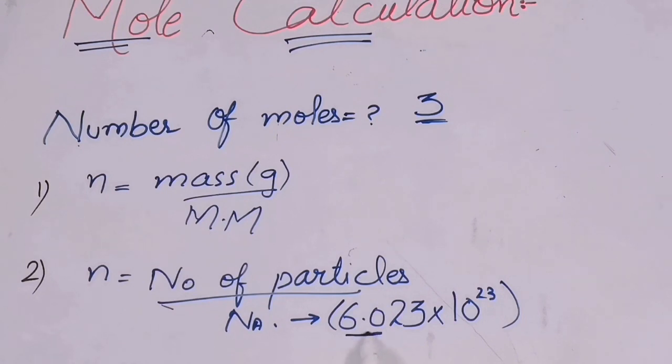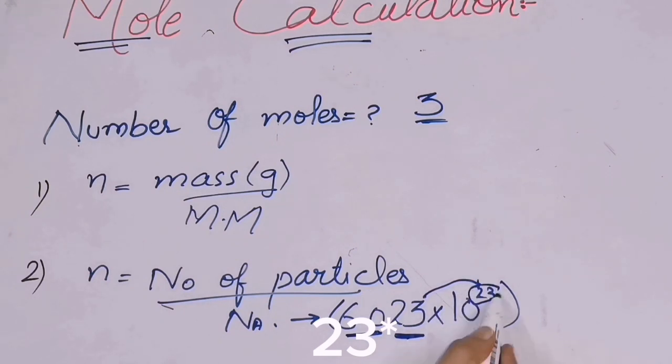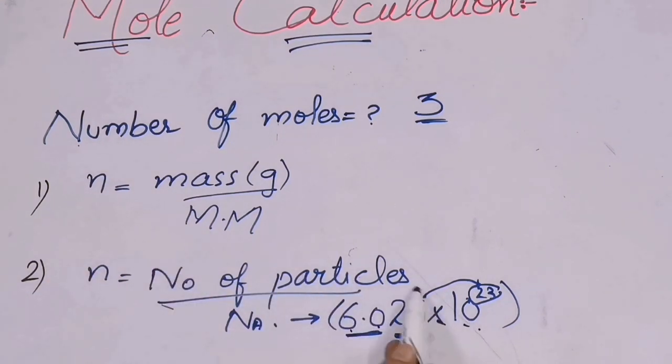Learn only 6.0, right? And 2.3 over here. This 2.3 is also at the top, as the power of 10. So you have to learn 6.023 multiplied by 10 raised to power. The same last two digits will be in the power of 10. So in this way you can learn the Avogadro number.